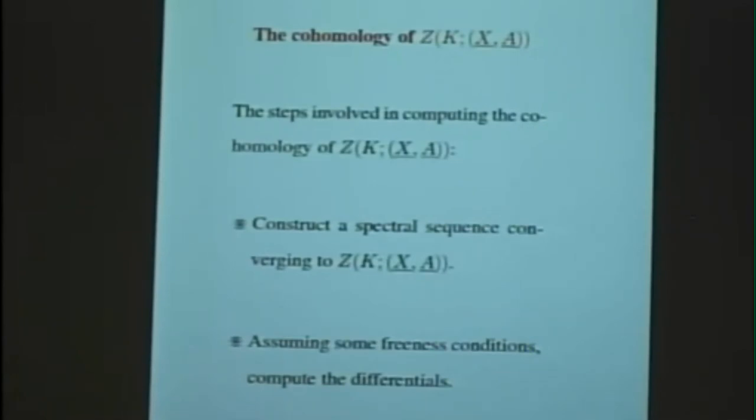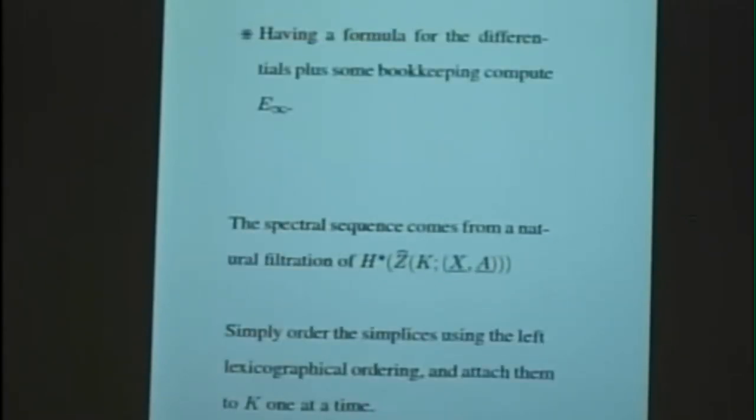Now I'd like to get into the cohomology of these moment angle complexes. And here are the steps. We're first going to construct a spectral sequence converging to the cohomology of Z_K(X,A). Then we're going to assume some rather strong freeness conditions to compute the differentials. Then having a formula for the differentials and a bit of bookkeeping, we'll be able to compute the E infinity term.